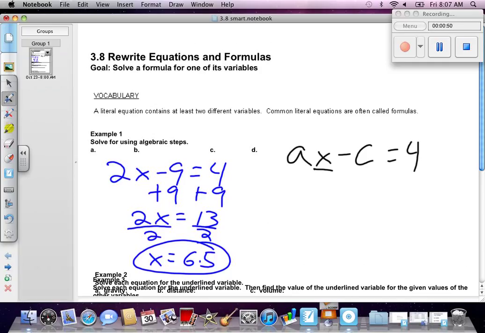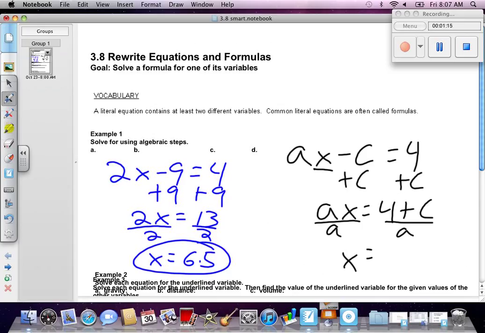So what's the first thing I'm going to do if we're going to try to get x by itself? Yes, Tom? Add c. Add c, good. And we get ax equals 4 plus c. Now, how are we going to get x by itself? What's our next step? Let's raise our hands. Who knows? What do we do next? Martel's the only one in the class. I really don't believe it. Kyle. Divide by a. I knew you knew the answer.